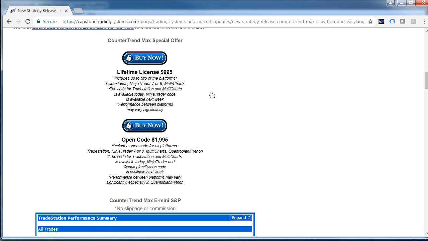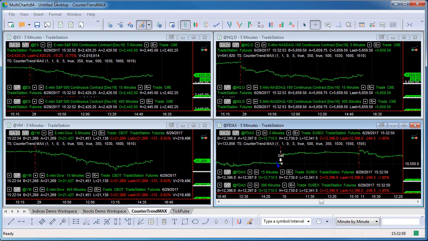And we've talked about the Quantopian platform and the ability to get allocations if you modify it, want to customize it if you're a programmer, if you want to learn programming, you want to learn Python and algorithmic trading. It's one way to compare it between platforms. Great benefit of that, have a working strategy or strategy that backtests well. And so yeah, those are the special offers through tomorrow, and that's the update for today in CounterTrend Max in MultiCharts.